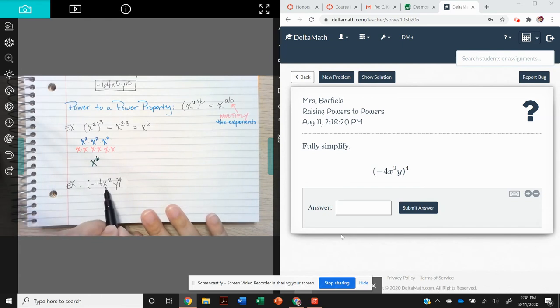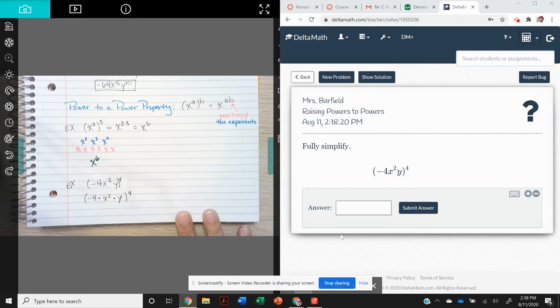Okay, so I have 3 things I'm multiplying together in here. Let me write that down: negative 4 times x squared times y to the 4th. We just don't write the multiplication symbols. So you can see now that I have 3 pieces. What this 4 means is that if I were to write this out on this pink line, I would have to write negative 4 four times, x squared four times, and y four times, but I don't want to do that.